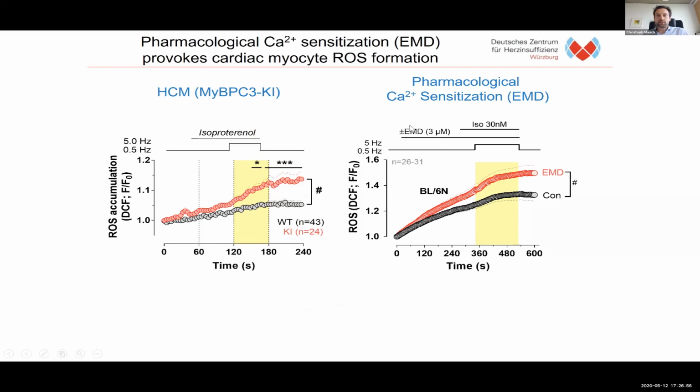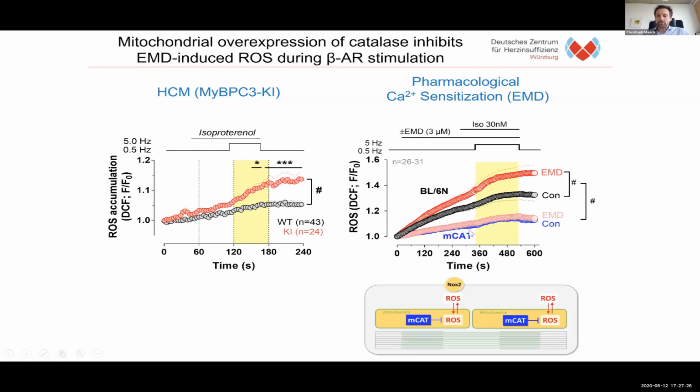We used a pharmacological calcium sensitizer, EMD, which increases cell shortening without changing calcium concentration. So a pharmacological model of HCM, if you will. And here we also observed that in the presence of the calcium sensitizer EMD, there was a more substantial oxidation of DCF. And I told you that this is a rather dirty ROS indicator and not so specific for ROS and also the location.